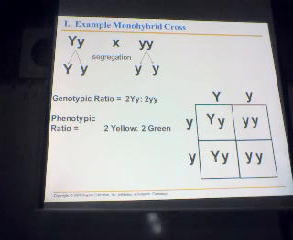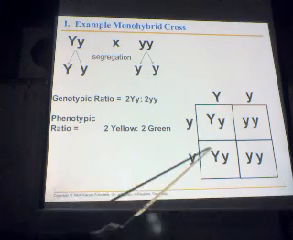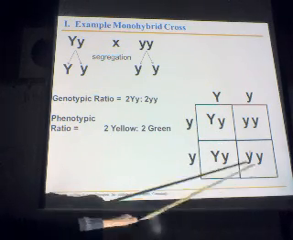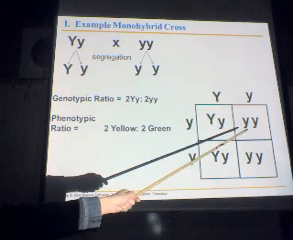For phenotype, I want to know what color. What colors do we have? Those that have the dominant trait are yellow, so we have two yellows. And we have two that are homozygous recessive, meaning they're going to show up as green.